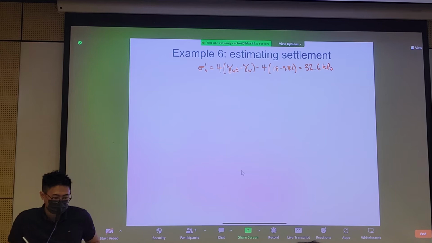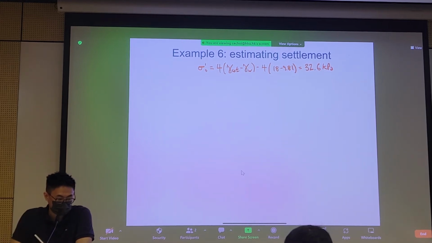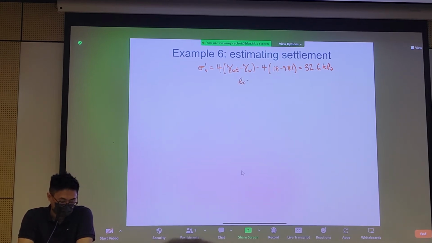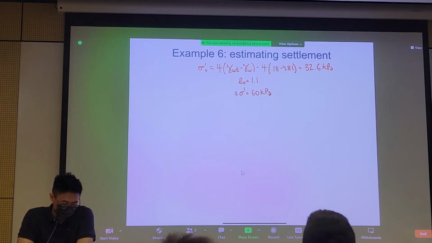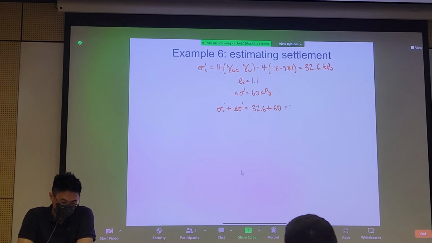So the initial effective stress at the mid layer of the clay, we picked 4 meters because the total layer is 8, is about 32.6 kPa. You know your initial void ratio is 1.1. You know your surcharge is 60 kPa. So the initial stress level plus our surcharge is 32.6 plus 60 equals 92.6 kPa.